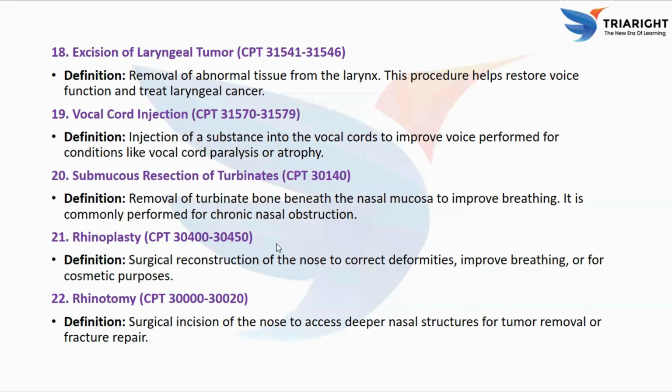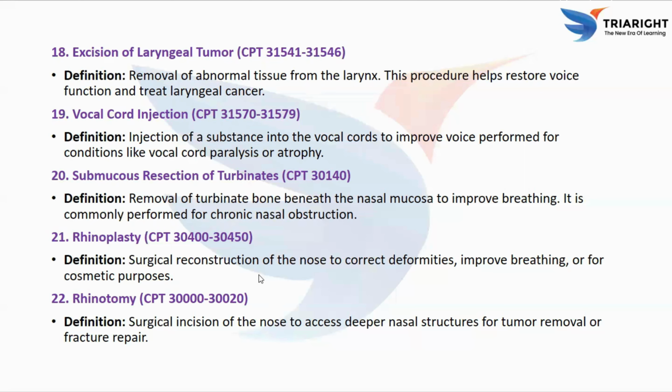You should not confuse this with the turbinectomy. Turbinectomy is a complete removal, whereas submucous resection of the turbinates is a removal of the turbinate bone which is beneath the mucosa. And the code is 30140. Next is rhinoplasty. CPT code range is 30400 to 30450.